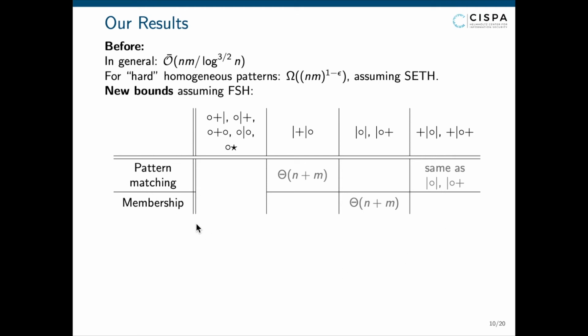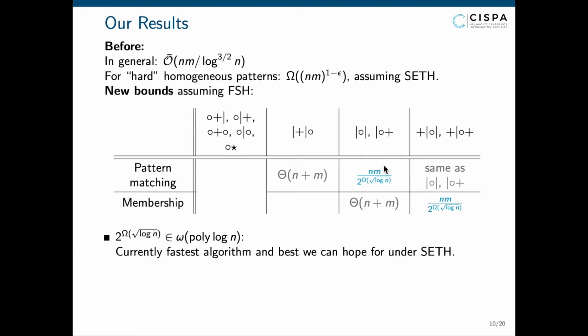Considering the pattern matching and the membership problem, the first result is an improved upper bound for these two types here for pattern matching, and for these two corresponding types for the membership problem. This algorithm has a super polylogarithmic improvement. So it's actually the currently fastest algorithm for pattern matching for these types, and also the best we can hope for under SETH, as we have here a lower bound ruling out polynomial time improvements.